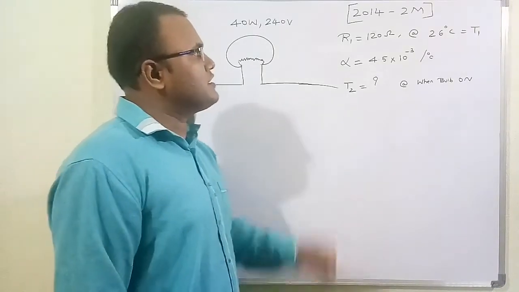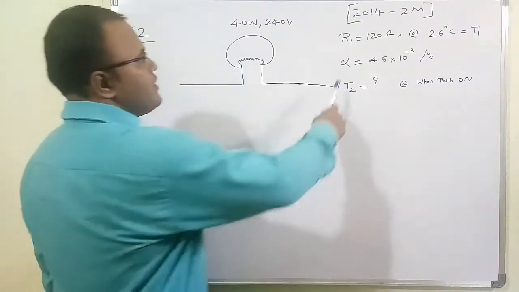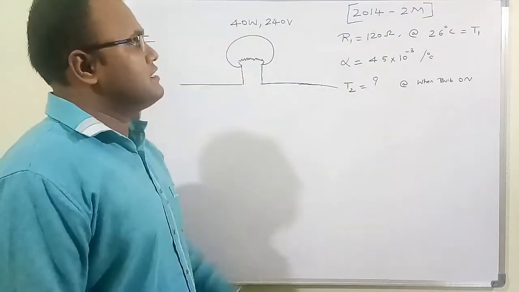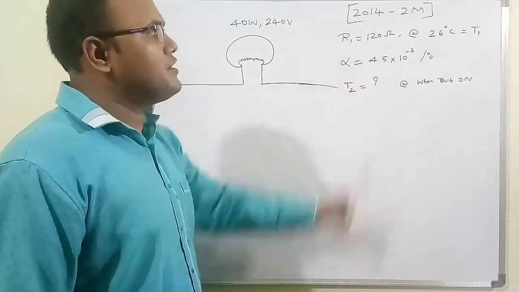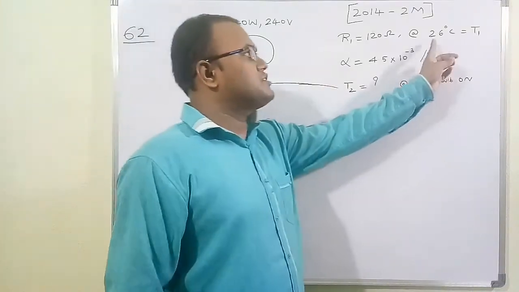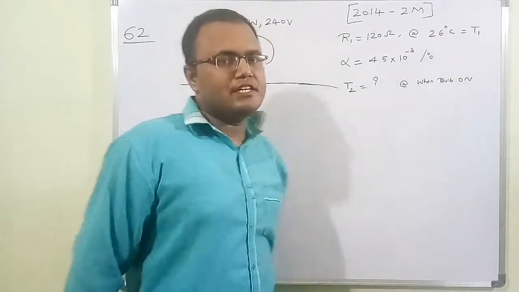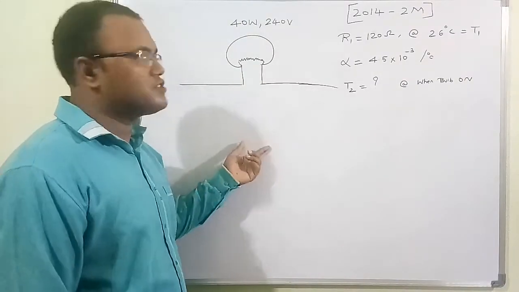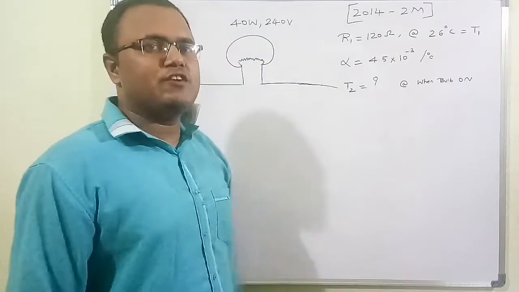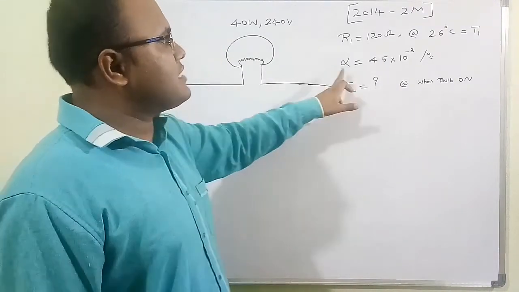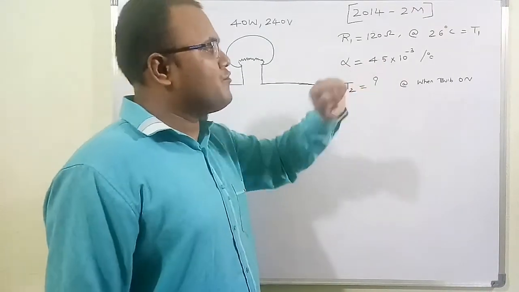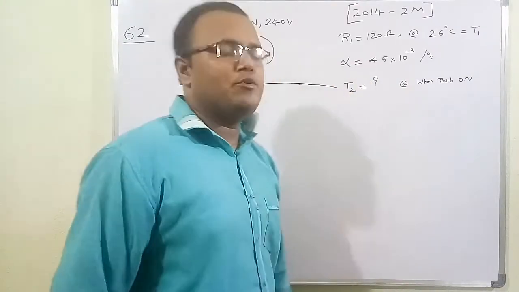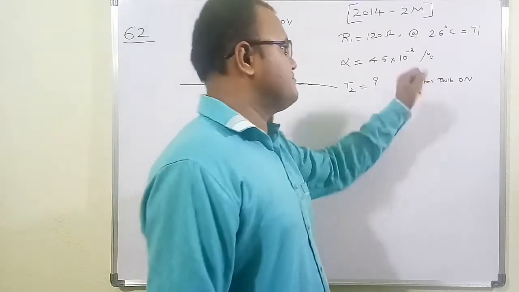For this question, the resistance of the bulb is 120 ohm at a temperature of 26 degrees centigrade. Meaning at a temperature of 26 degrees centigrade, the bulb has a resistance of 120 ohm, which is given in the question, and it has a temperature coefficient, denoted by the symbol alpha, whose value is 4.5 into 10 to the power of minus 3 per degree centigrade.